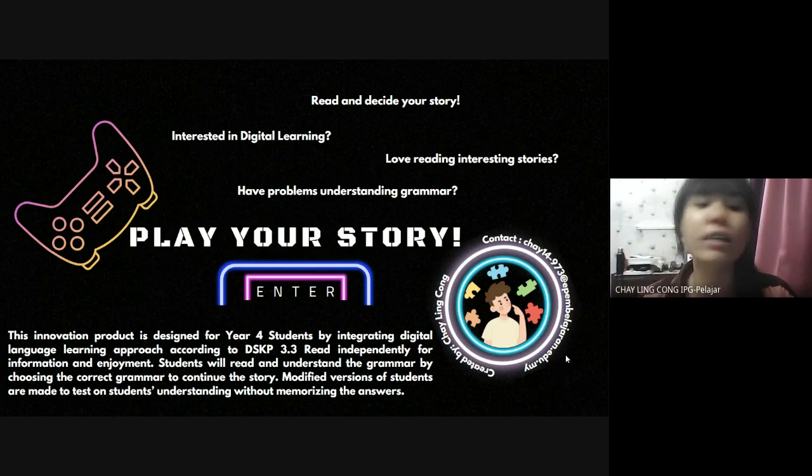The students will read and understand the grammar or language focus by choosing the correct grammar to continue the story. Modified versions will be made to test their understanding without memorizing their answers. Throughout the story, they will have to read and decide, applying the knowledge and language focus they have learned throughout the lesson. If they have problems understanding grammar, this is a very interesting app for them to learn, read and also understand throughout the story.